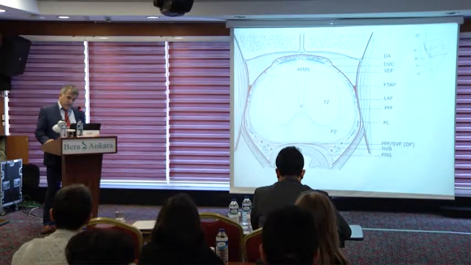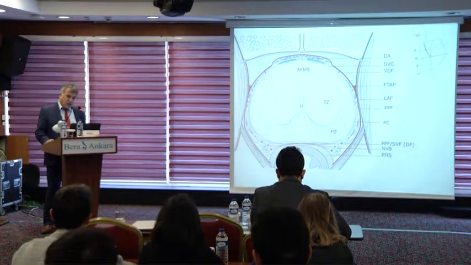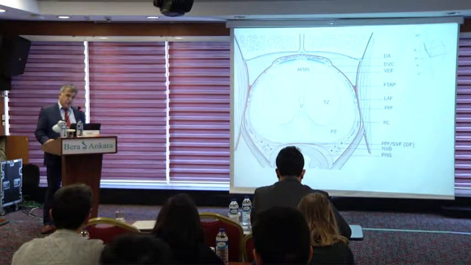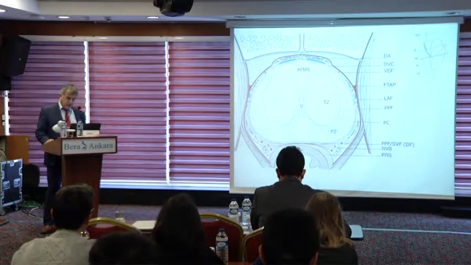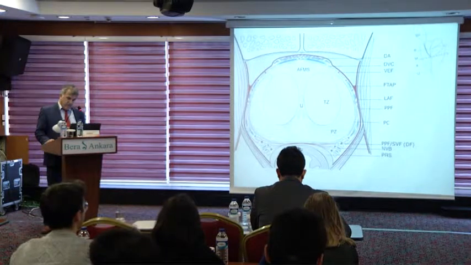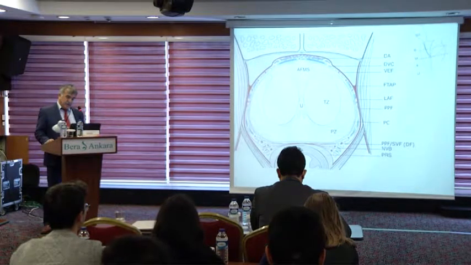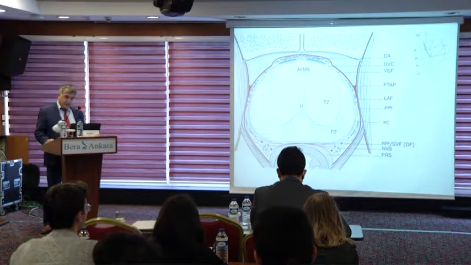But in front, the pelvic fascia which covers the prostate is also called periprostatic fascia. There are 3 fascias around the prostate. One of them is periprostatic fascia, a part of endopelvic fascia. The other is prostatic fascia, which surrounds the whole prostate. And the third one is Denonvillier's fascia. It is located posterior to the prostate and separates the prostate from the rectum.